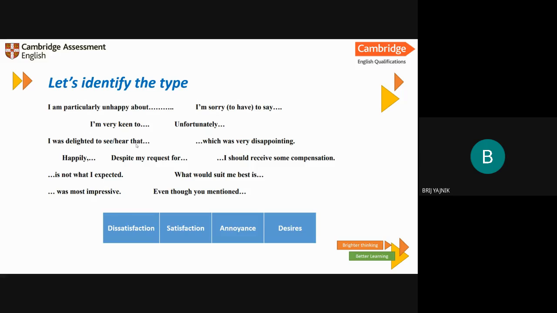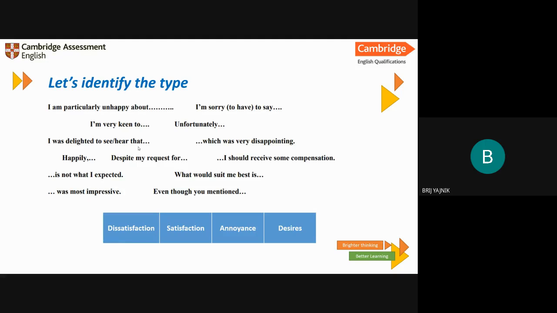It's a satisfaction, right? Desire means what you are willing for, what you wish for, what you want, what you want to become. Complaints can come in that category too, but the examples would be different. So for example, when you say "I'm very keen to," that's a desire.